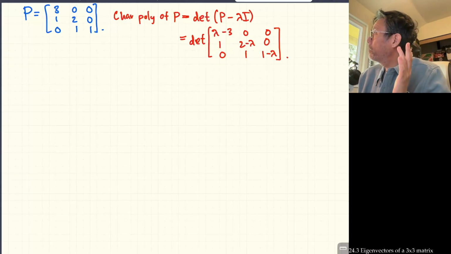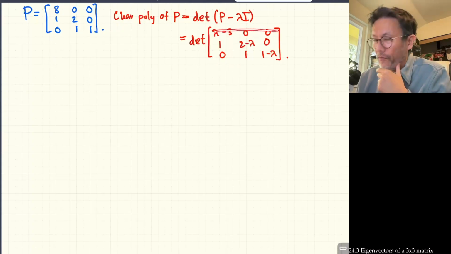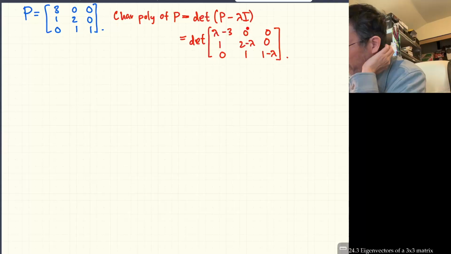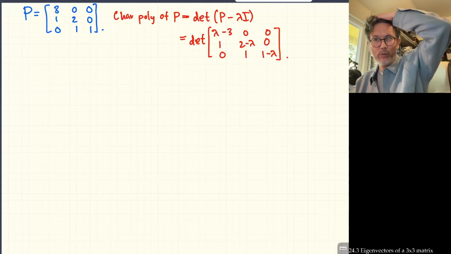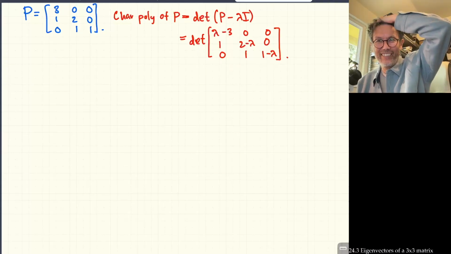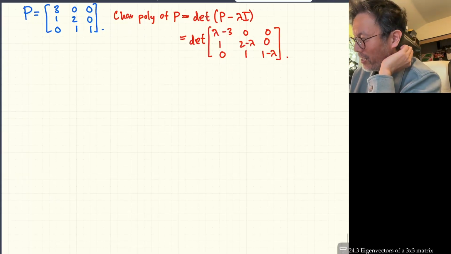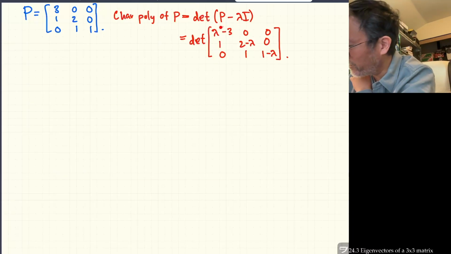Now, to compute the determinant of this, what I'm going to do is cofactor expansion along the first row. Why the first row? It's because... wait, something is bugging me here. Oh, are you all yelling at me through the screen right now? You really should be, because I messed up.